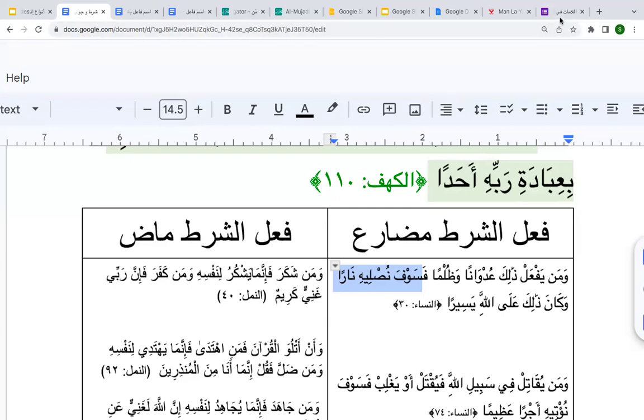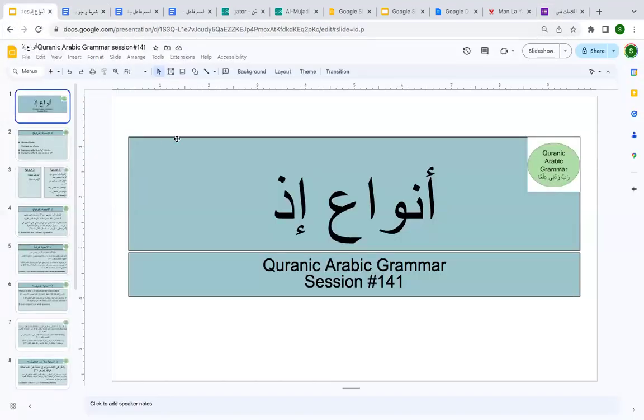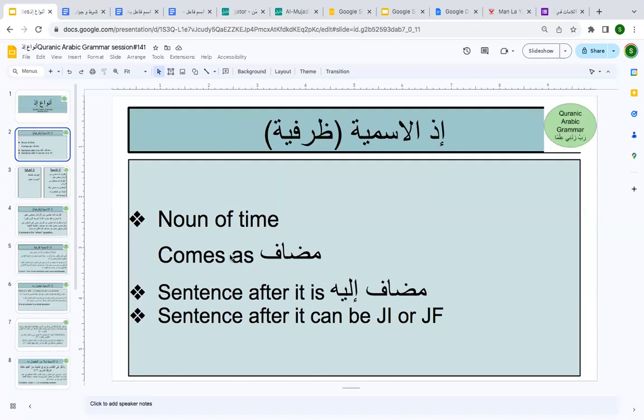Okay, now let's come to today's topic. Have you ever learned about idh? What kind of an ism is idh? It's right in front of your screen, and you have learned it as mudaf. Is it an ism or what? Yes, it's a zarf. Very well done. What is zarf? Real quick. What kind of a word is zarf? It's a noun of time and place. Most of us have learned it as an ism, which is a noun of time and place. Okay, right? That is how you have learned it.